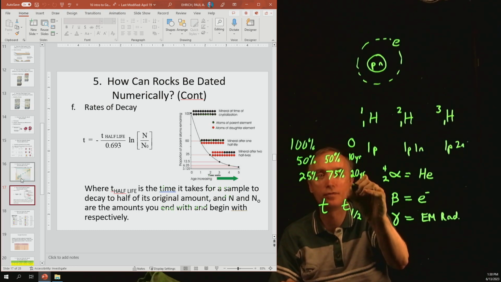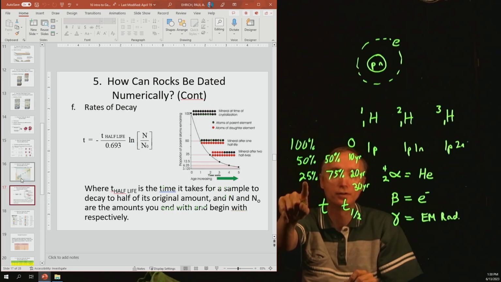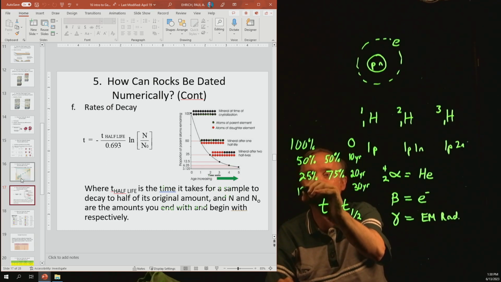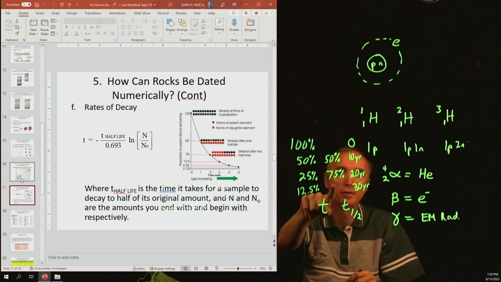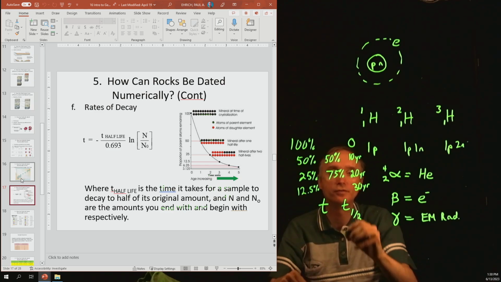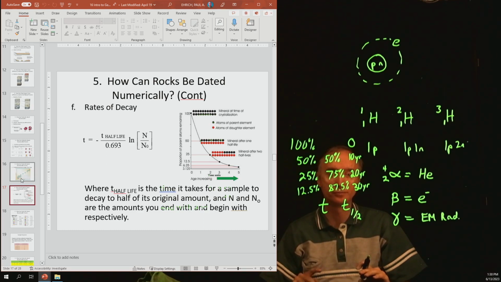At the end of 30 years, how much would be left? One half of 25%, which is 12.5%. And then what would be this number here? Okay, 100 minus 12.5 is going to be 87.5%. And we could keep going, but I'm not going to.